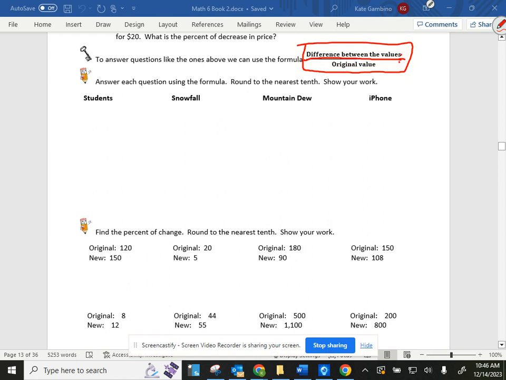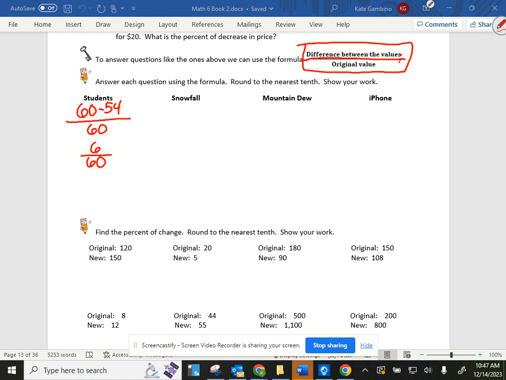So if we look at our students, we have 60 students minus 54 students, and we're going to divide that by our original amount, which was 60. There were 60 8th graders last year. So then we do our math. 60 minus 54 is 6, divided by 60. So on your calculators, do 6 divided by 60.